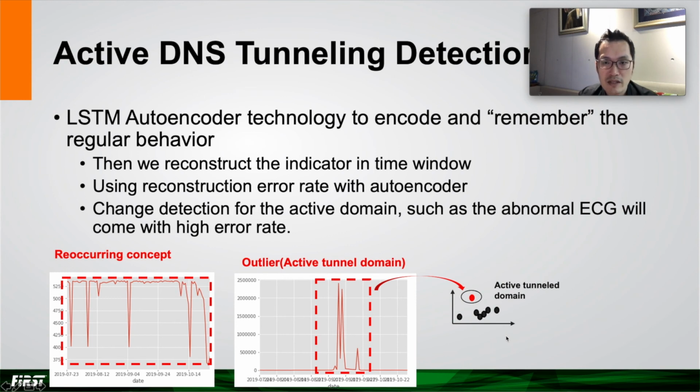The normal domain name behavior will be regular with a low reconstruction error rate, and the abnormal, such as a rising ECG signal, will cause a high reconstruction error rate due to the deviation. So change detection for the active domain, such as the abnormal ECG, will be used as the detection of the active tunnel domain.